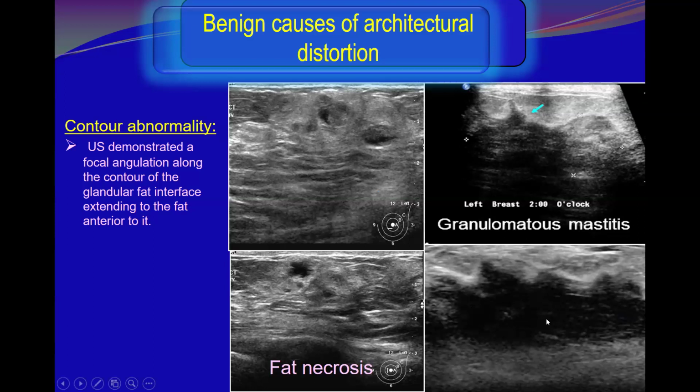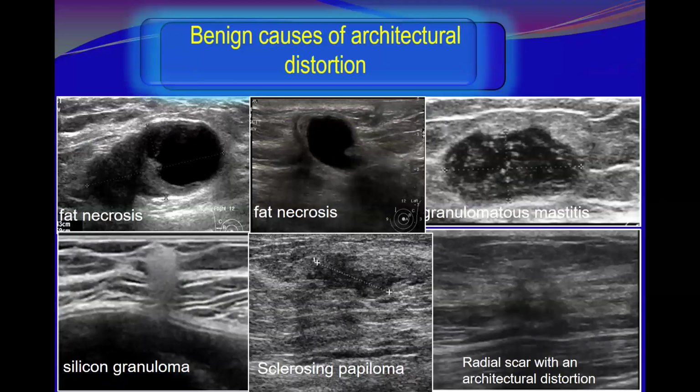This is my patient. While this one is from the literature. Here we can see angular margins along the contour of the fat glandular interface in a case of granulomatous mastitis. So any rule has exceptions. That is why there is no sign that 100% indicates benignity or malignancy. Again, here we have multiple examples of benign causes of architectural distortions.